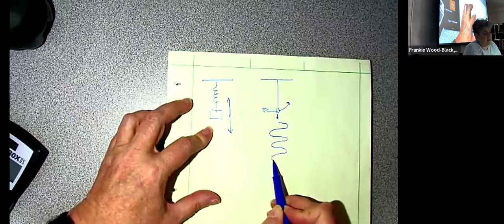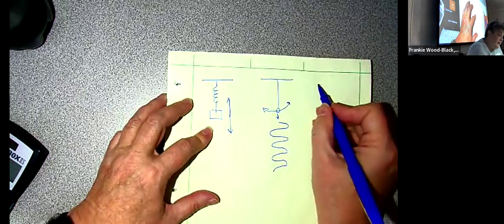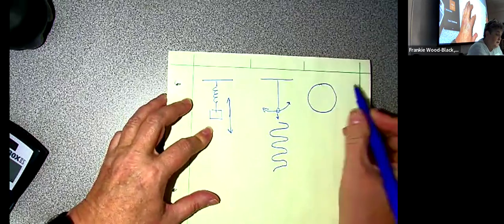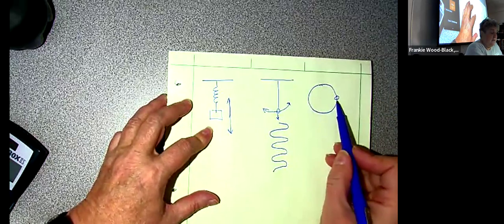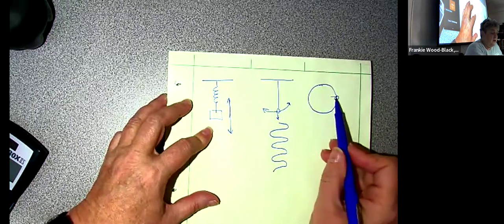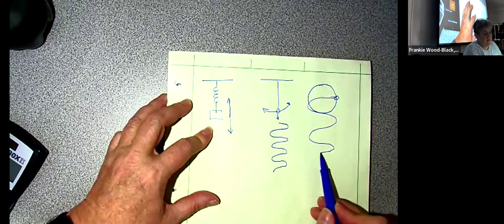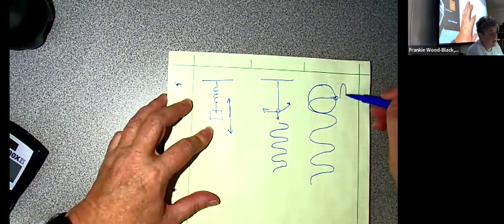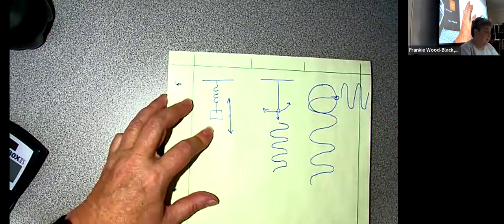I'm going to get something that looks like this. That's one thing. Now let's look at a bead on a circle. If my bead is traveling on my circle, and I'm looking at its position in the Y direction as it goes around, I'm also going to get something that looks like this. I also, on a circle, will get something that looks like this, because I'm looking at the Y direction, or I'm looking at the X direction.